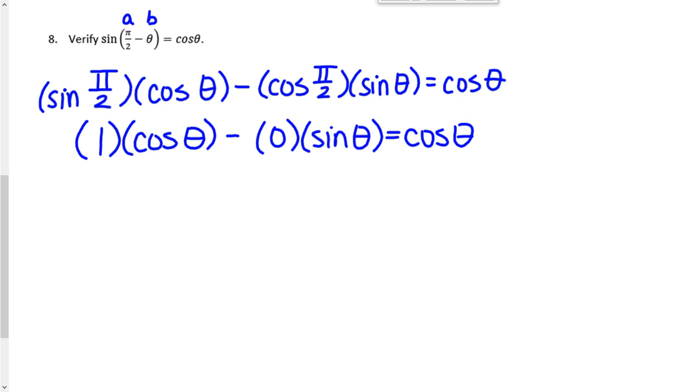All right, I'm hearing the sine theta is going to cancel out. Why? Because when you multiply something by 0, it is gone. So I now have 1 times cosine theta, which is cosine theta. Cosine theta equals cosine theta, and I am done.